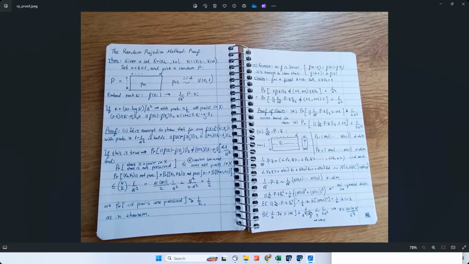Okay, so we set epsilon. Epsilon will be the error we can tolerate. And we just pick a random matrix P of size k rows, d columns, where each coordinate is independently chosen from the normal distribution with mean 0 and standard deviation 1. So we just populate this matrix with random variables from the normal distribution independently. This is our projection matrix. This is kind of equivalent to picking, in some sense, a k-dimensional subspace uniformly at random. Not exactly, but it's close enough.